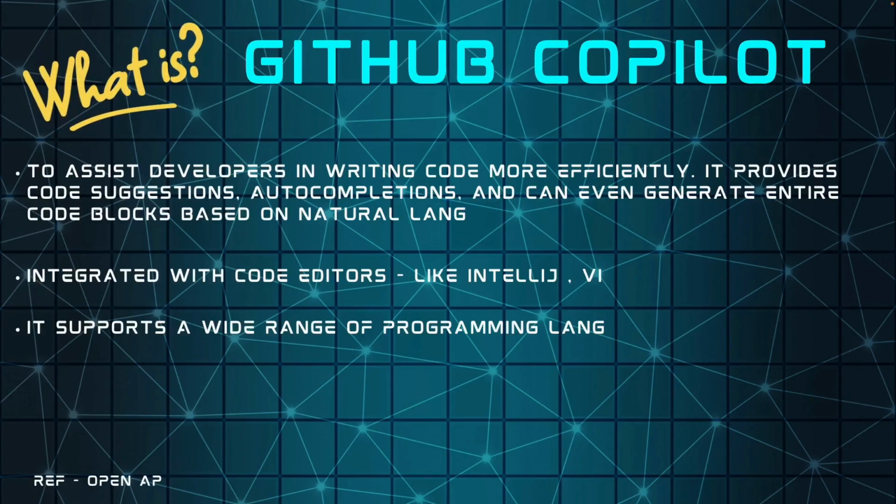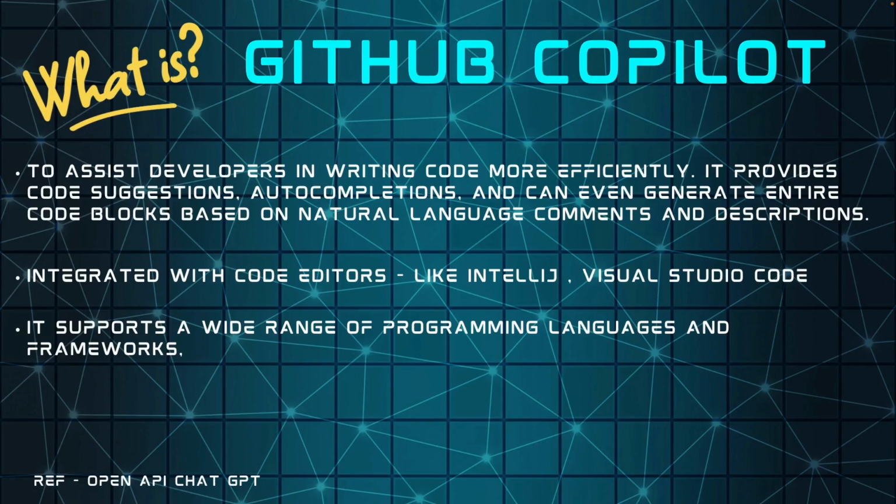Then GitHub Copilot is mostly for helping the developer write code in a more efficient way. It has automatic code suggestion and auto completion, and the best part is that it is integrated with most of the code editors like IntelliJ and Visual Studio Code, and we'll also see it in IntelliJ.